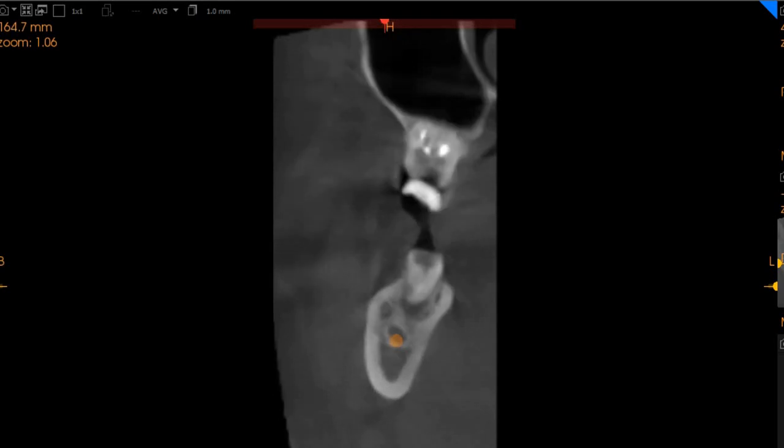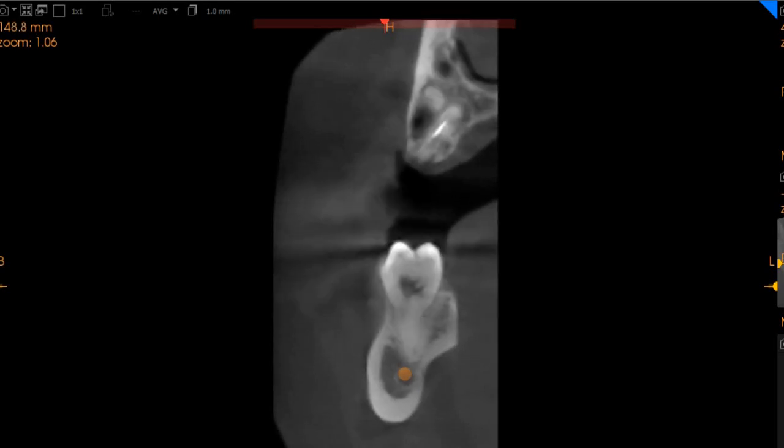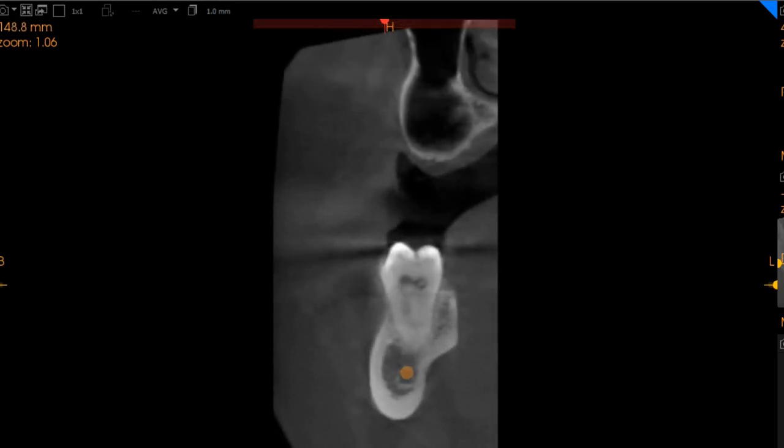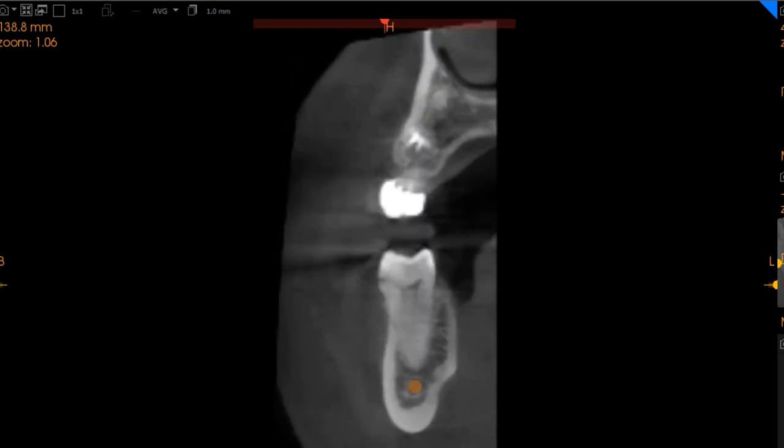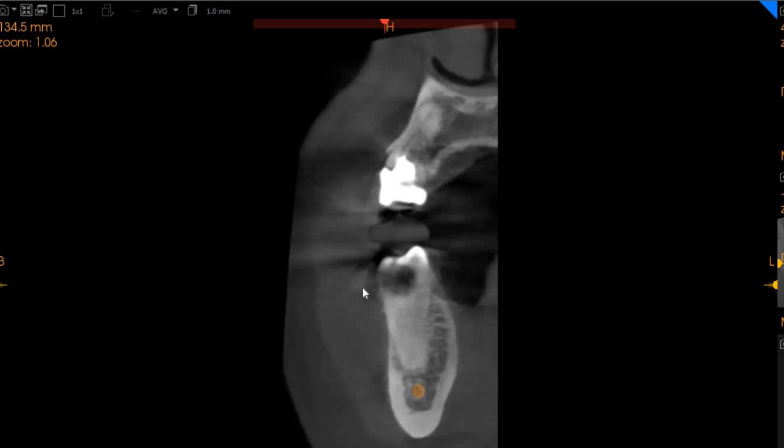The lower left 8 has a periapical radiolucency, so significantly ground away will need to be extracted. The lower left 7 seems to be doing well with the class 1 cavity. The lower left 6 has a class 2 cavity mesio-occlusal, which can be protected by endodontic treatment.